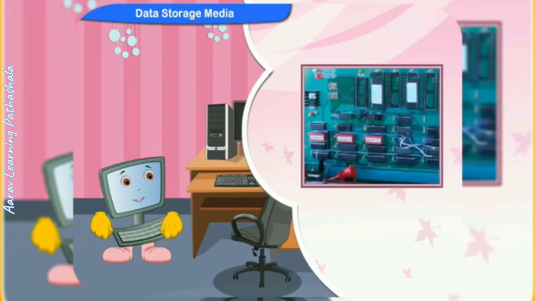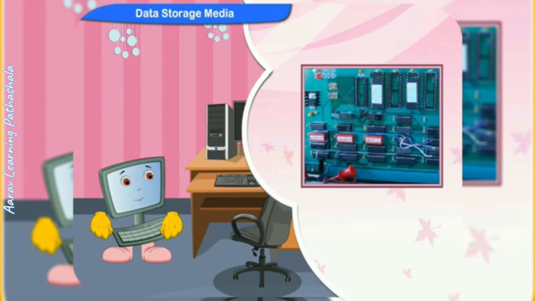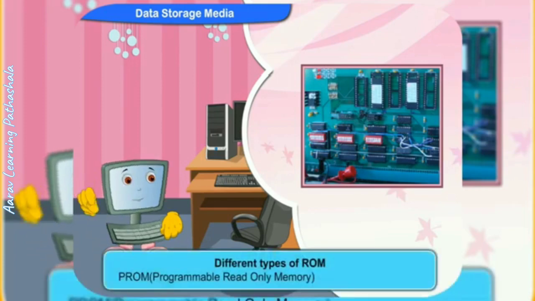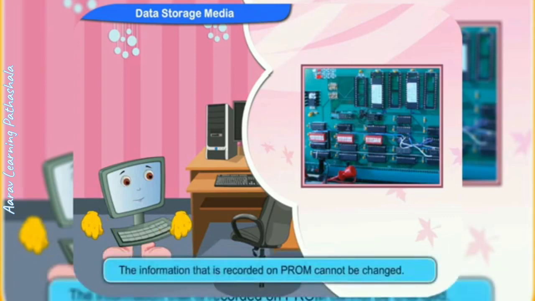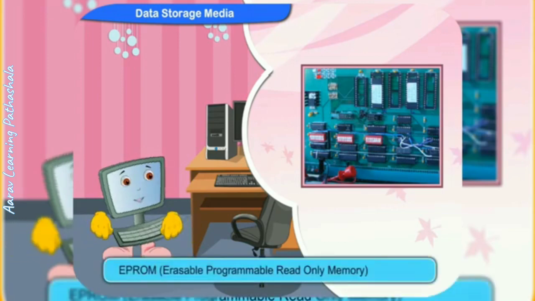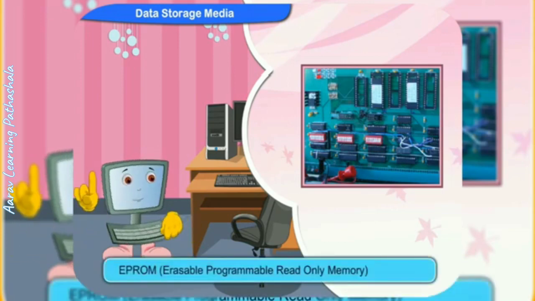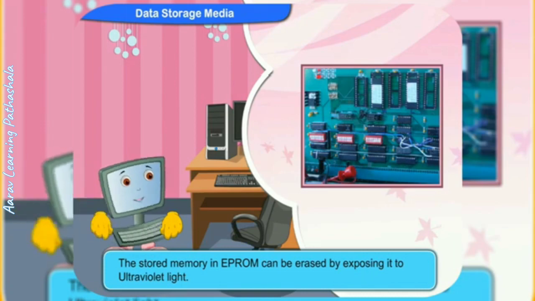PROM, EPROM and EEPROM are three different kinds of ROM. PROM stands for Programmable Read-Only Memory. The information that is recorded on this cannot be changed. EPROM stands for Erasable Programmable Read-Only Memory. The stored memory can be erased by exposing it to ultraviolet light.